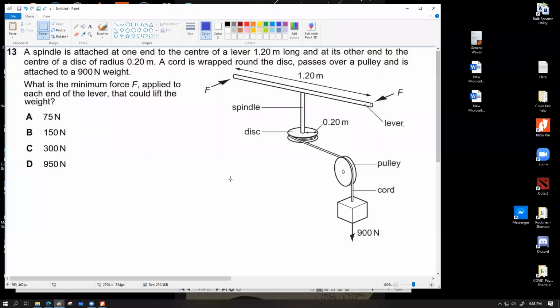All right, did you read the question? So let's go for the understanding. A spindle is attached at one end of a center of a lever 1.20 meter long, and its other end is the center of a disc of radius 0.20 meter. A cord is wrapped around the disc, passes over a pulley, and is attached to a 900 Newton weight. What is the minimum force if applied to each end of the lever that could lift the weight?